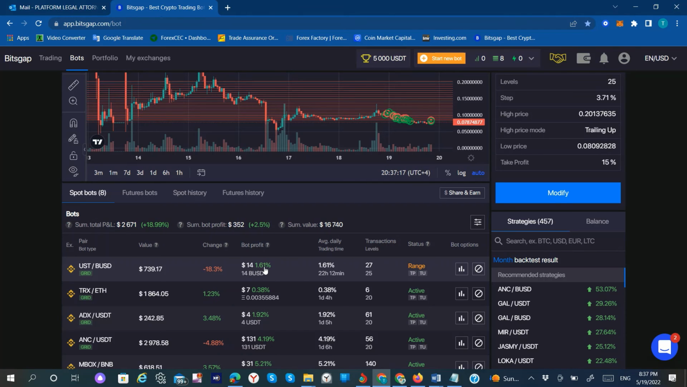But the bot has made you profits even when the price is going up and down. It keeps buying and selling. But the value of the token, the base currency, is down, UST.